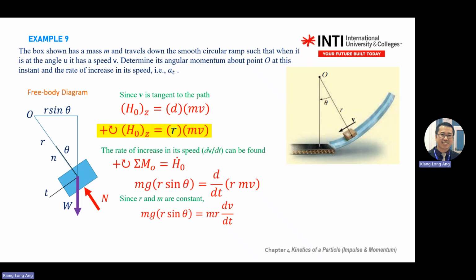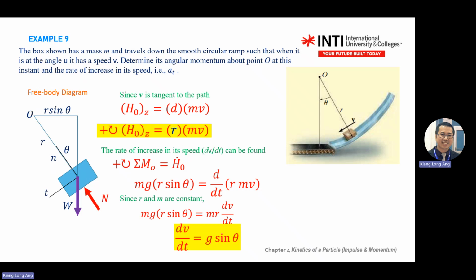The question asks you for the rate of increase of speed. If it is this one, you have mg, you have the R. You can move your R to the right-hand side and cancel it, cancel your M. Then you get g sine theta is your a. That is your answer.